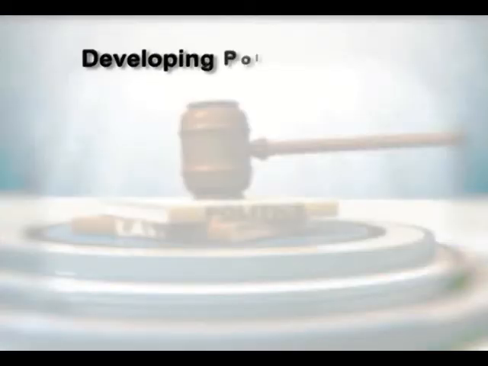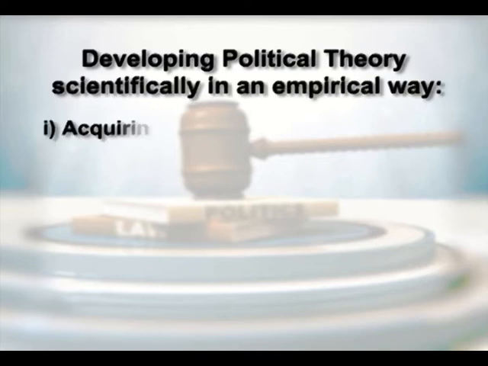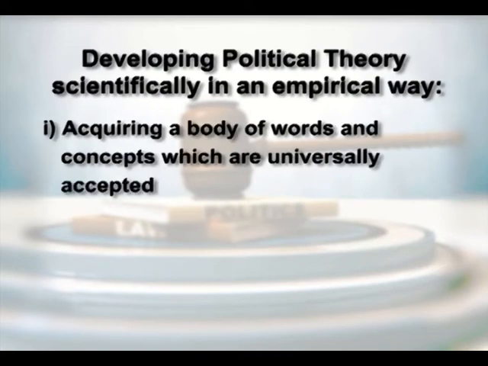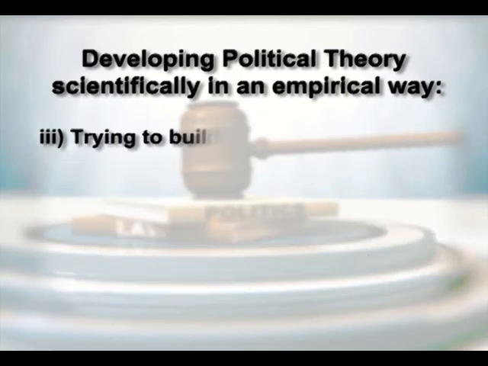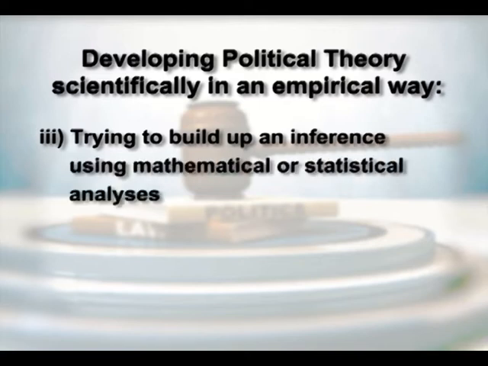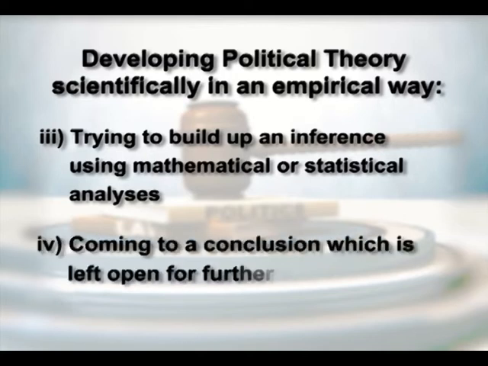So there are certain constraints, but even within these constraints, if we really want to call ourselves theory in the scientific sense of the term, we have to follow a certain empirical way. The first is acquiring a body of words and concepts which are universally accepted. Then trying to use scientific methodology in data selection, data collection, and data presentation, and then trying to build up our inference following mathematical or statistical analysis, coming to a conclusion which we leave open for further verification.